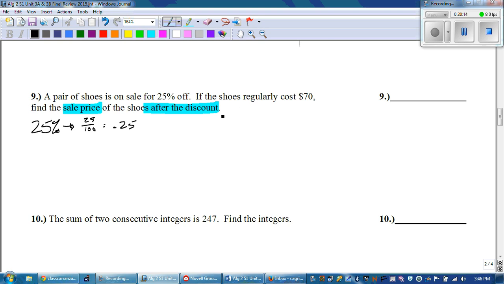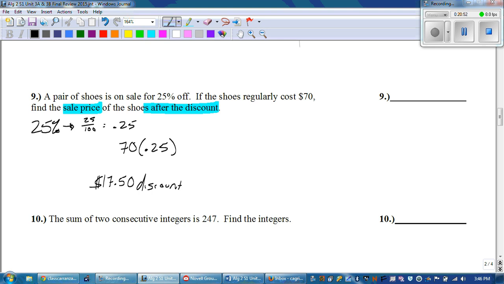So what we're going to do is we're going to take the cost of the shoes, which is $70. We're going to times that by 0.25, and this is going to be the percent off. Okay, or our discount. I like that word better. So our discount. Did you guys do that yet? 70 times 0.25? Yeah, the discount, it's 17. Now it says 17.5, but we're talking about money, so that's $17.50. That's our discount.